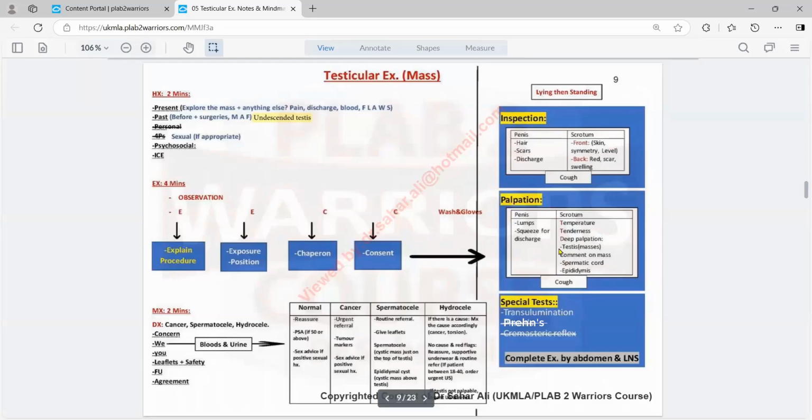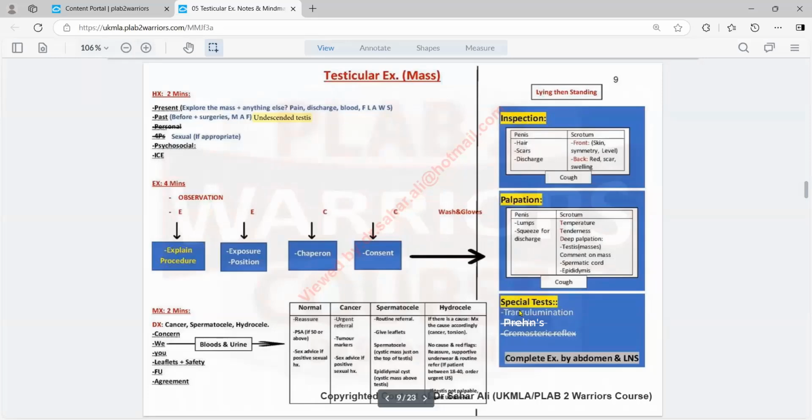After that, you check the testicles, and you move on to examine the spermatic cord and the epididymis. So you move from the testicles and above. This is the testicles, right? And above the testicles, you check the epididymis and the spermatic cord to find if there is any mass or not. While you are holding the mass, ask the patient to cough.